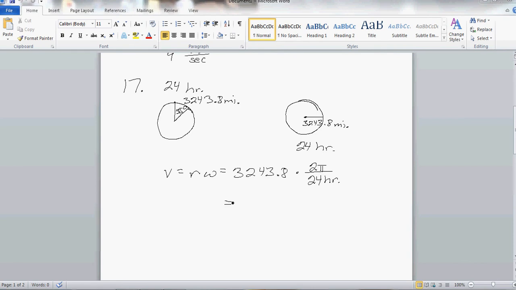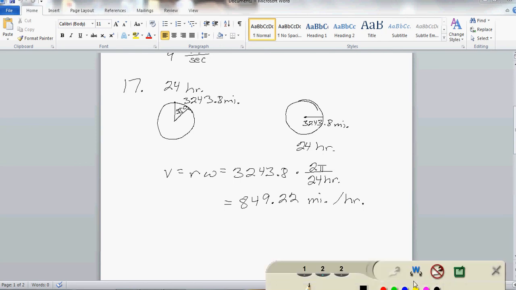And so when we do this whole calculation, we end up with 849.22 miles per hour. That's how fast we are going approximately. Although we don't really notice it because the atmosphere doesn't really permit this sensation. But we are traveling at approximately 850 miles per hour.